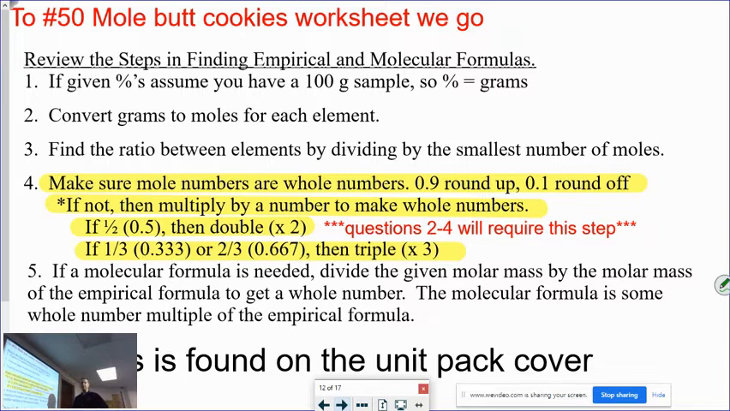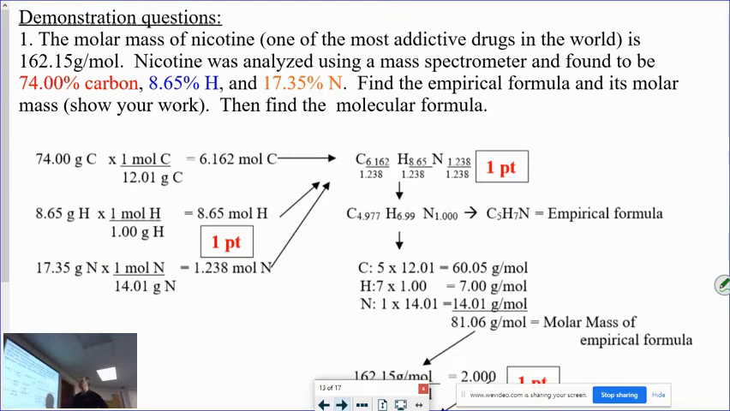This is on the cover of your unit pack, and it's also on the top of your 50s as we're working along. I'm not going to read through all this right now, but I'm going to as we go through the next problem. So this is the first problem. It's done for you at this point in time. I'm going to go through the steps, though.